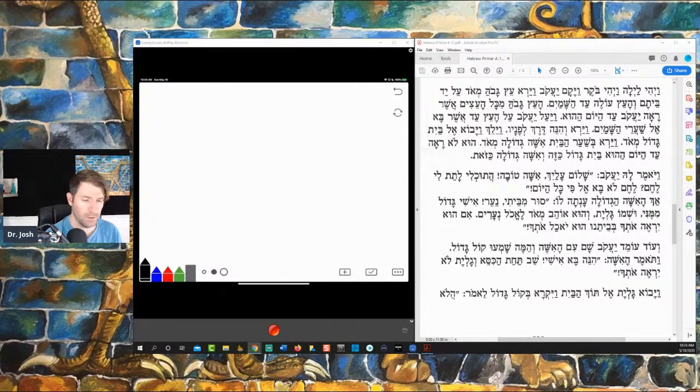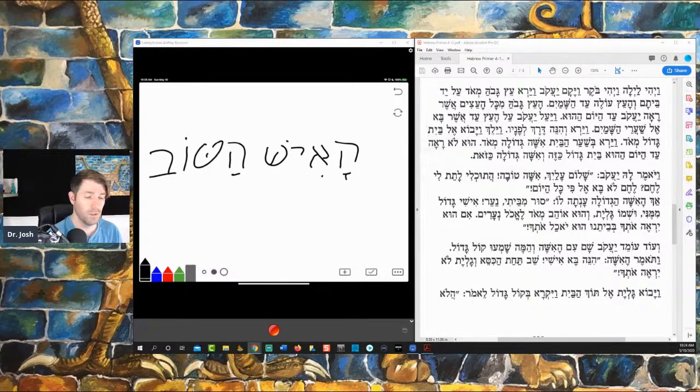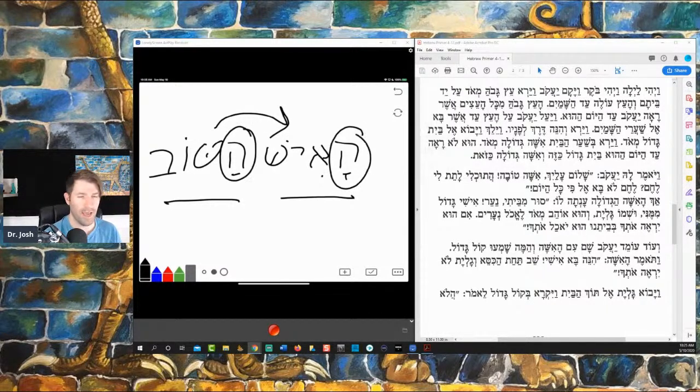I need to make these smaller. Sorry. Ha'ish hatov. If we were to translate this woodenly, we would say the man, the good one, the good man. This is an attributive adjective. They match. They have to match in their definiteness.